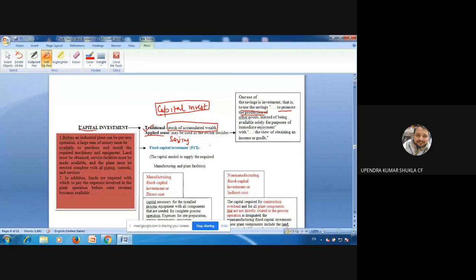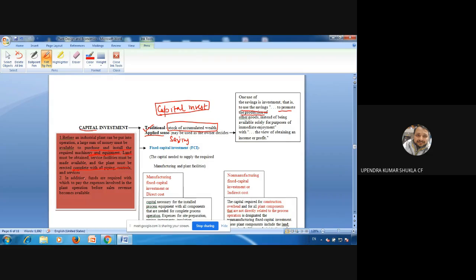Now, to explain this definition and types of capital investment, let me tell you one more thing: before an industrial plant can be put into operation, a large sum of money must be available to purchase and install the required machinery and equipment. Land must be obtained, service facilities must be available, and the plant must be erected complete with all piping, controls and services. So this is a fixed capital investment, right?